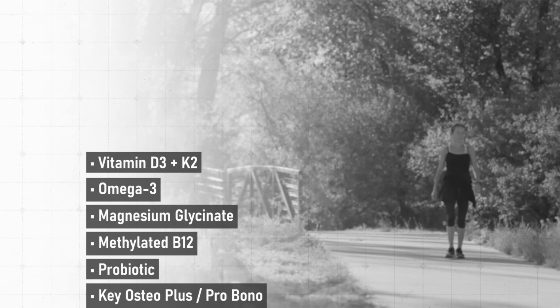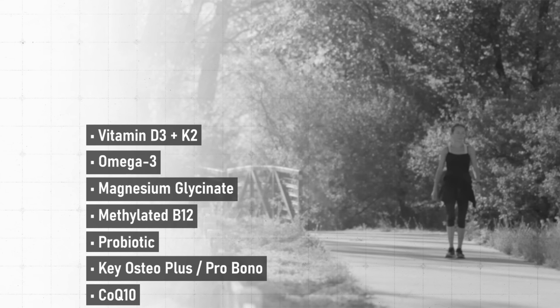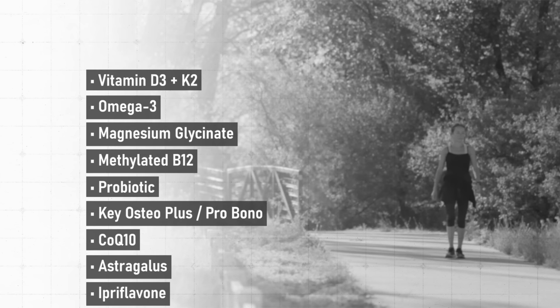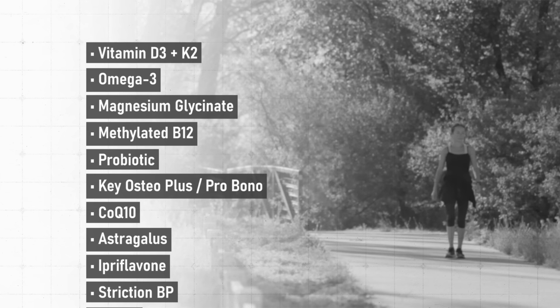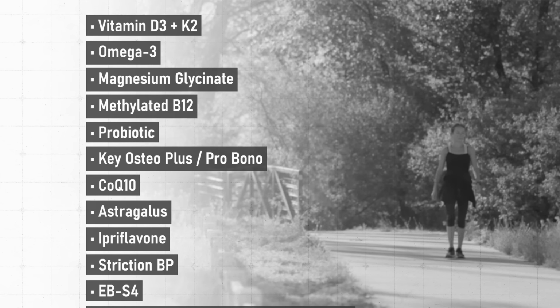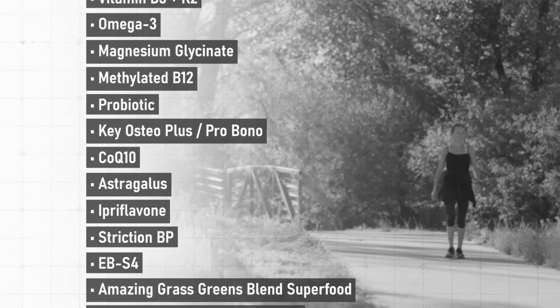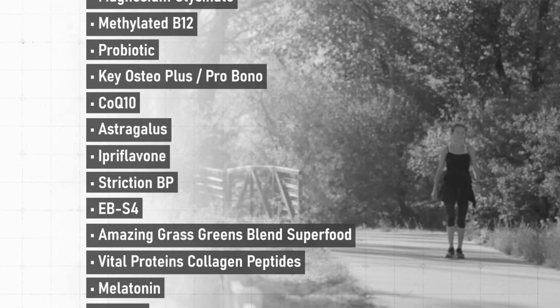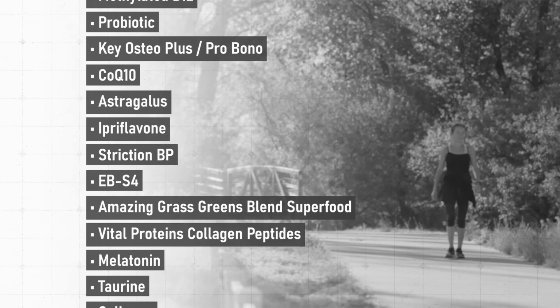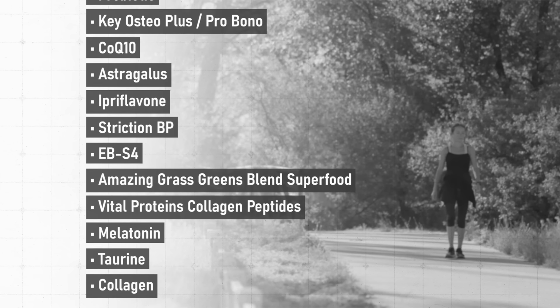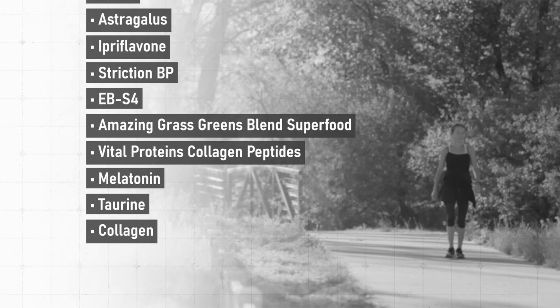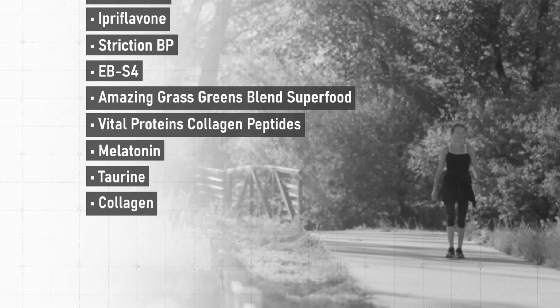But she was on D3K2. She was on an omega-3. She was on a mag glycinate. She was on methylated B12. She was on a probiotic. She was on an osteo combo product. She was on astragalus, ipriflavone. She was on a couple of kidney things. She was on a couple of metabolic things. She was using borage oil, some vitamin E, some other minerals. Just looking at this list, it's massive. Amazing Grass green blend, melatonin, taurine, and on and on and on, collagen. So she had this really massive supplement list. And we see this pretty frequently. She was doing weight-bearing exercise, but she was still losing bone.